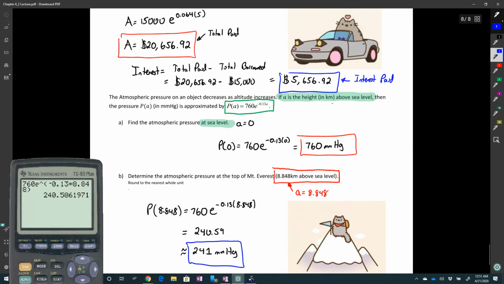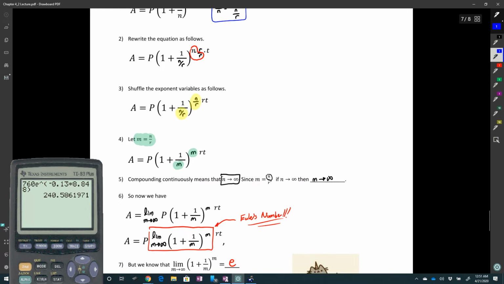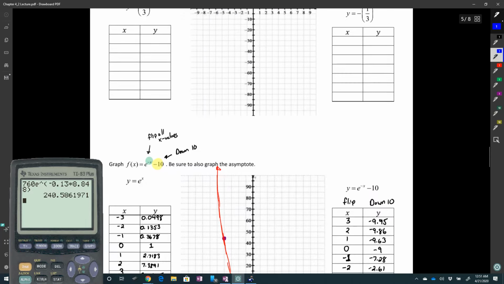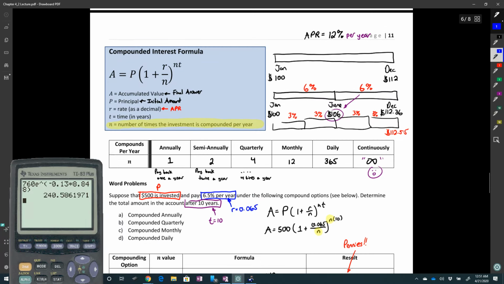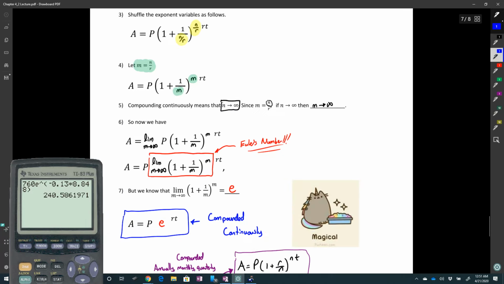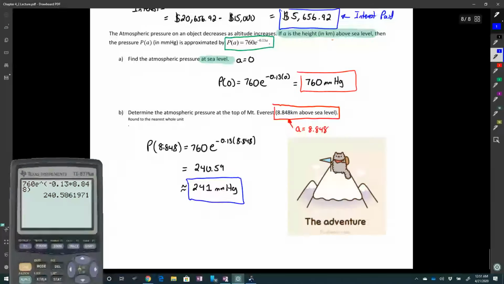All right, so I know this section was kind of all over the place. We started with the graphs, and then we shifted from the graphs to these word problems. But if you have any questions, please let me know.